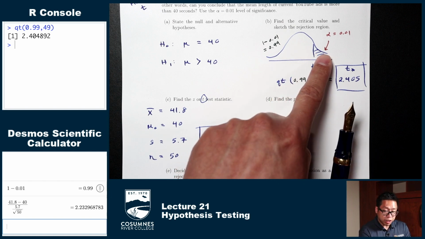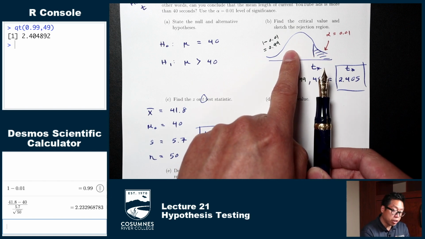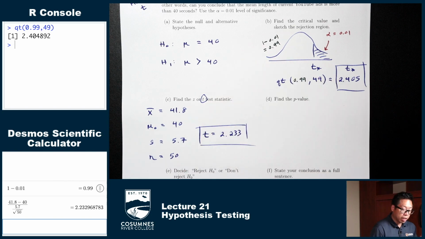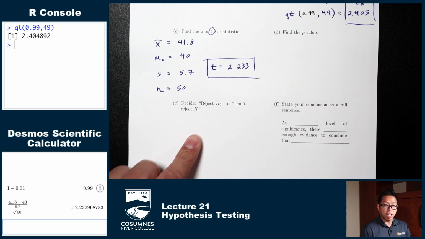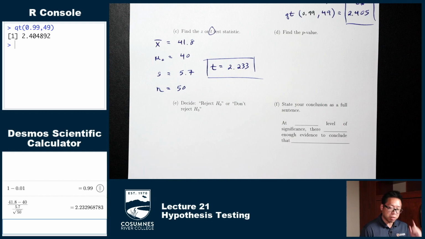If you're in the shaded region, you reject. If you're in the unshaded region, you don't reject. So I expect that when we get to part E, I should get a don't reject. Okay, so just remember that.